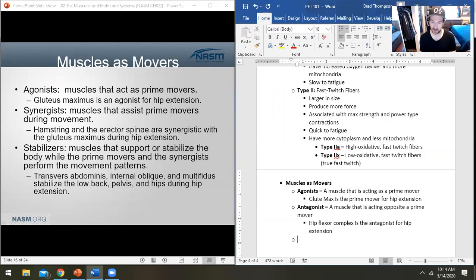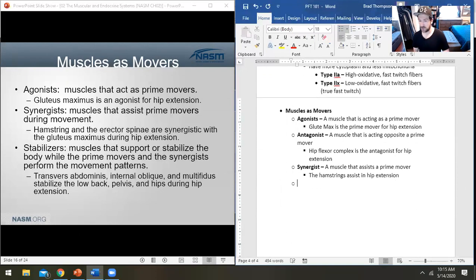Then we got synergists, which are going to help, right? Synergists are going to be a muscle that assists a prime mover. So this is a muscle that is helping your prime mover. My hamstring complex assists with hip extension, right? They're not great at it. They're not really the best hip extensors. That's what you've got your glute for.